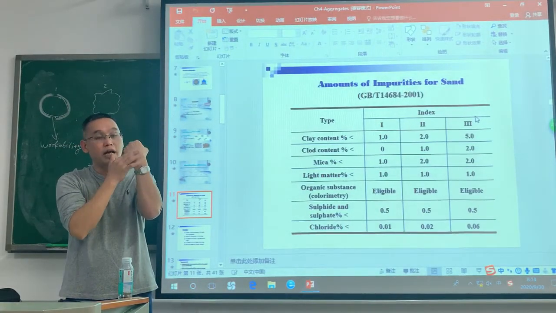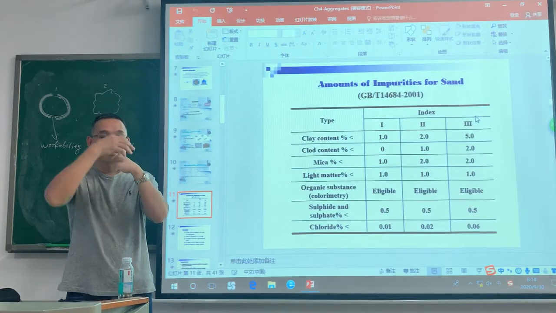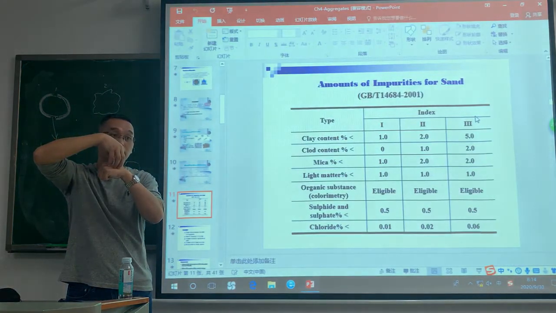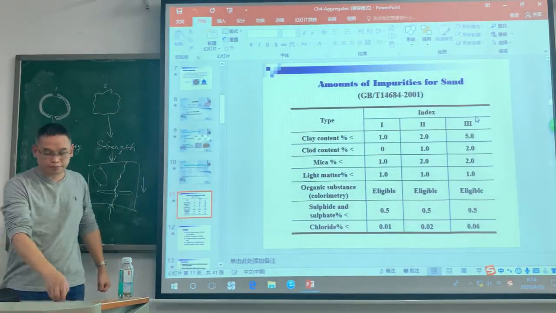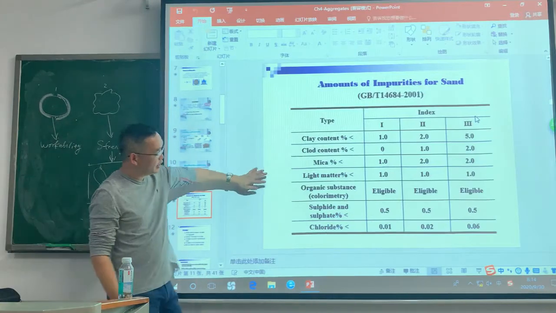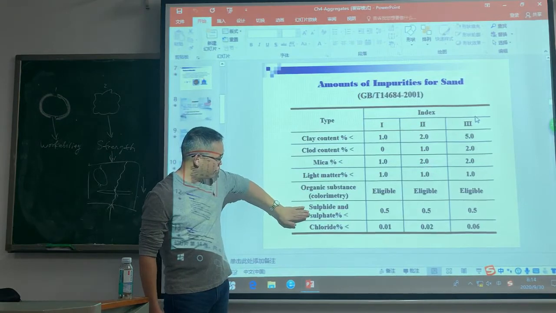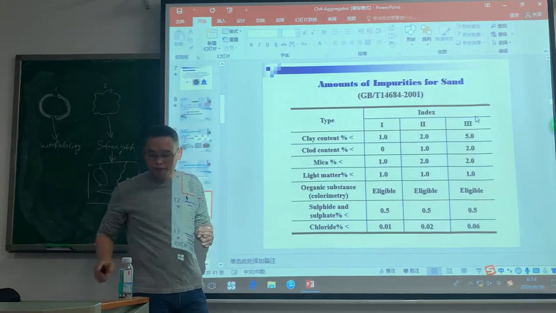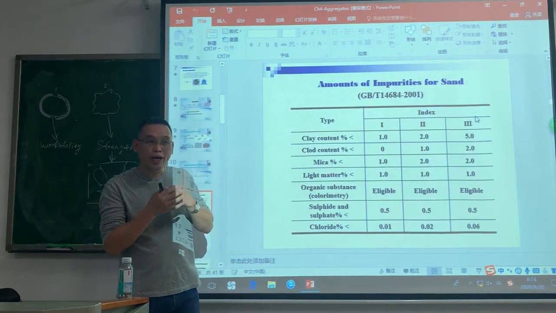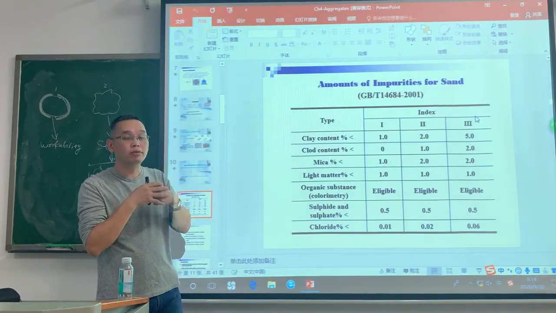This one is good because the bond area is big. But like this one, it is just dotted, so the space is small. And then organic substances, sulfate, and chloride can all react with the cement paste. So they are harmful.